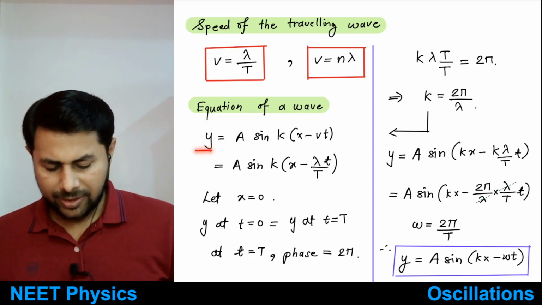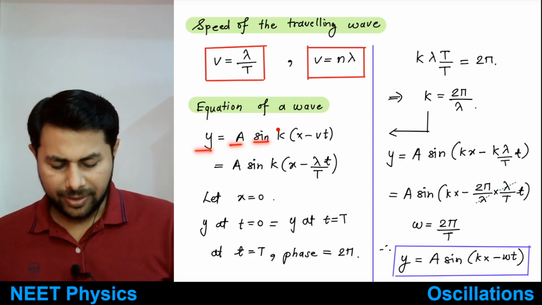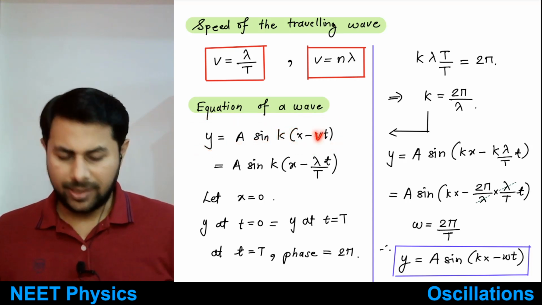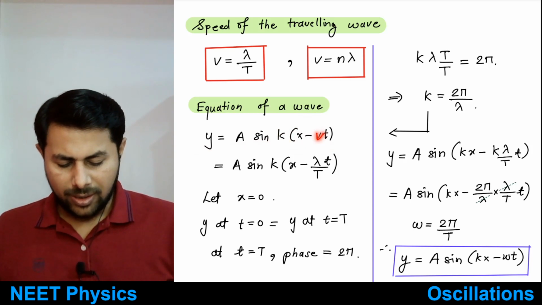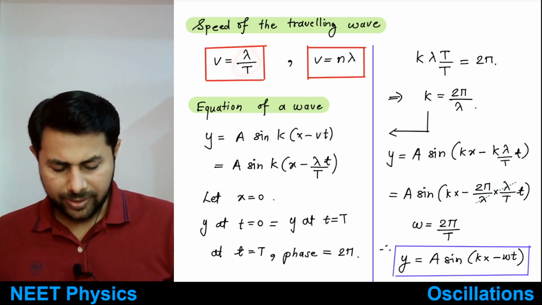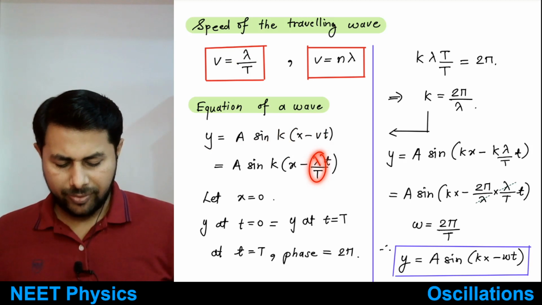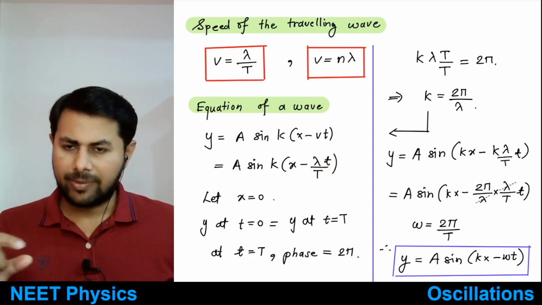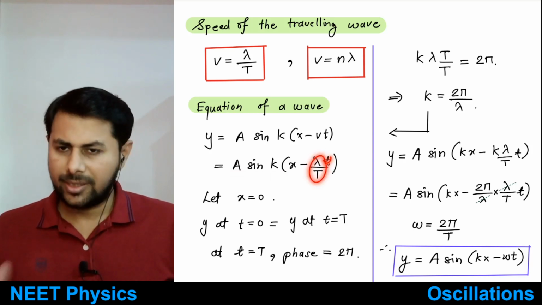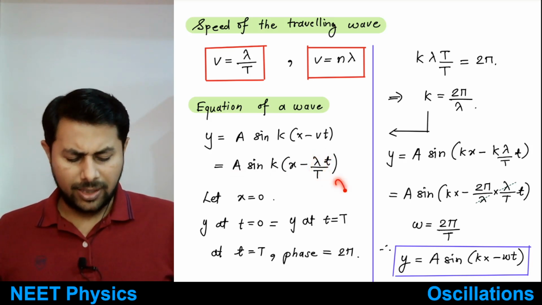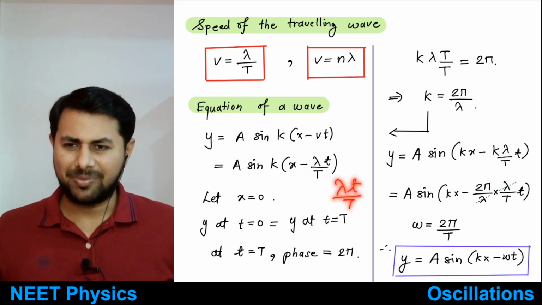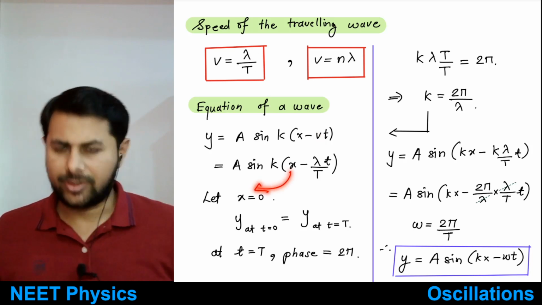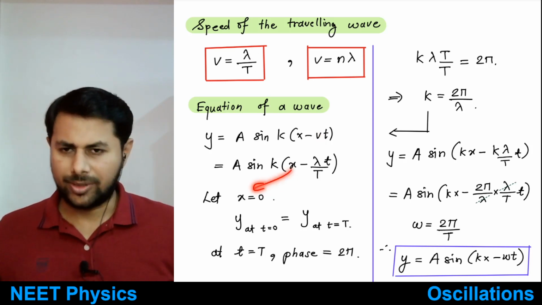So we started with this equation, y is equal to a sine of k times (x minus vt). And v can be written as what? Lambda by T. So you can put v is equal to lambda by T there. So you get a sine of k times (x minus lambda by capital T into t), or lambda small t by capital T. Okay, so now you take x equal to 0, at position x equal to 0.